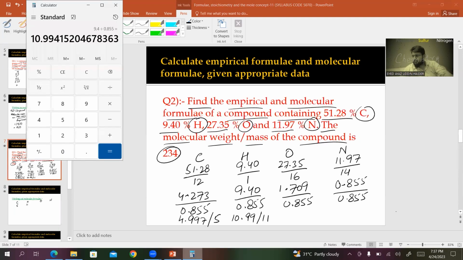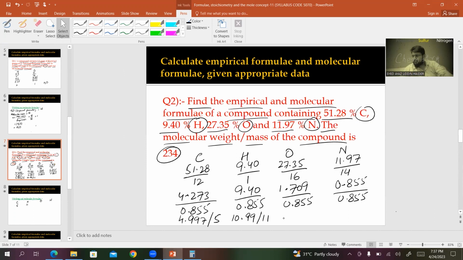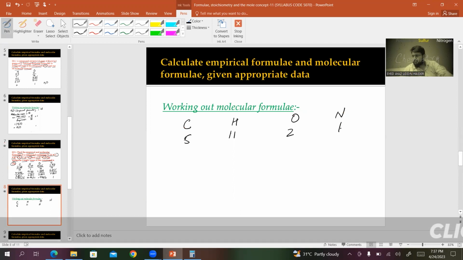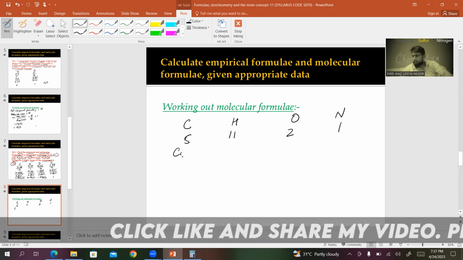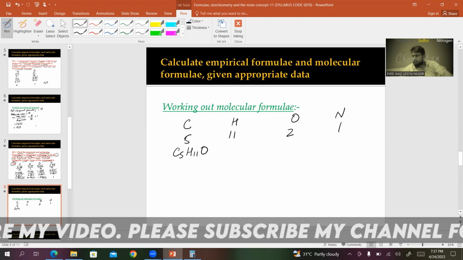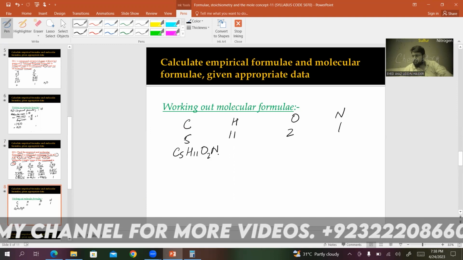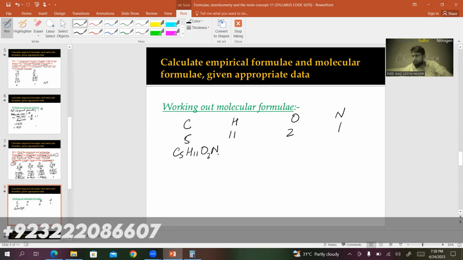For oxygen, 1.709 divided by 0.855 gives 1.998, which becomes 2. Nitrogen, it's easy. 0.855 divided by 0.855, we will get 1 here. So for oxygen, it's 2. For nitrogen, it's 1. So the empirical formula will be C5H11O2N1.